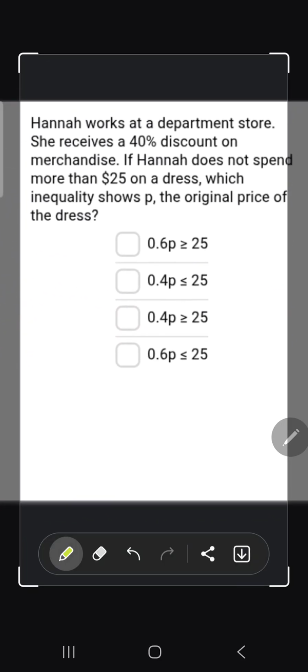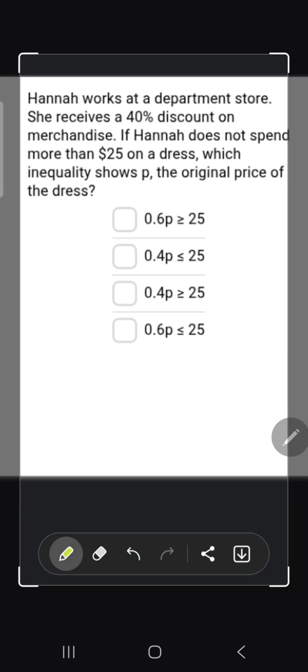Hannah works at a department store. She receives 40% discount on merchandise. If Hannah does not want to spend more than $25, so we have to be less than or equal to 25 in this case, so it can't be greater than or equal to 25, so those choices are out. Now, we're not doing 40% of and then subtracting. It has to happen all at once.